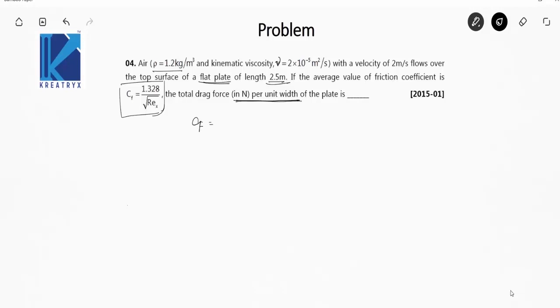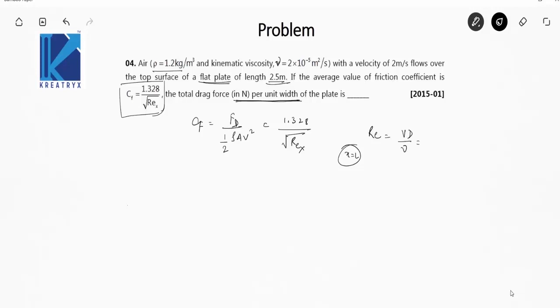CF, that is the average value of friction coefficient, is equal to drag force upon half rho A V square. This we know the relation, and it is equal to 1.328 upon under root Reynolds number. So for total drag force, x will be equal to L, so we have to find Reynolds number at x equal to L. Reynolds number is V L by nu.